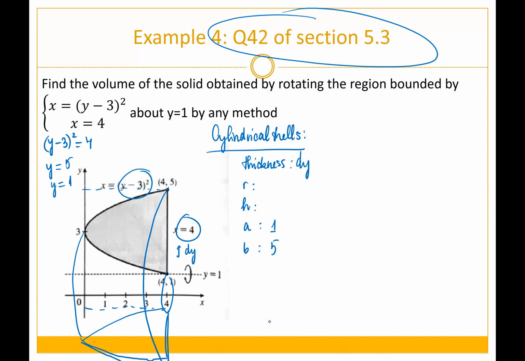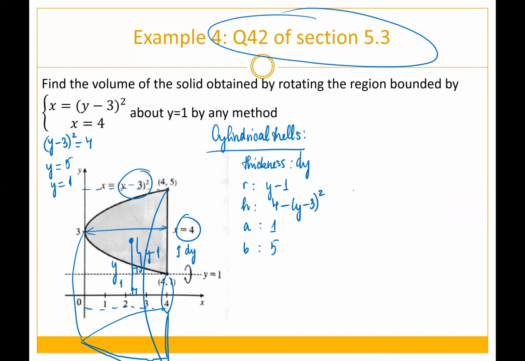Now the radius is going to be any point from here to this line. Any point from here to the x-axis is y, and you just subtract 1 from it to be the radius. So the radius is y minus 1. And then the height is upper curve minus lower curve, so 4 minus (y minus 3) squared.